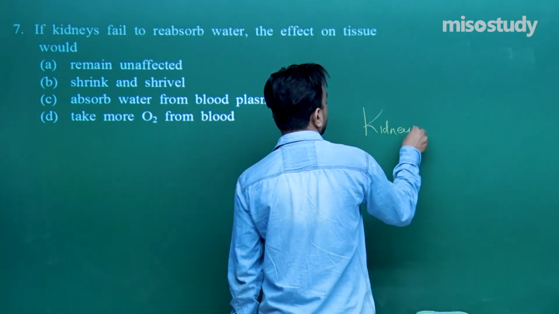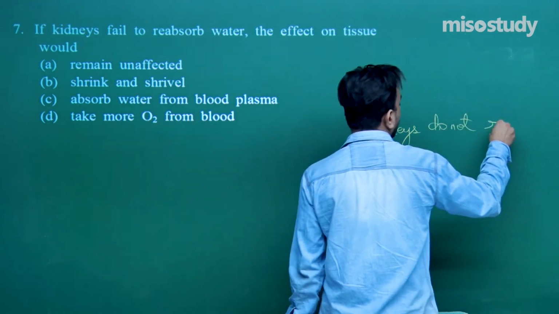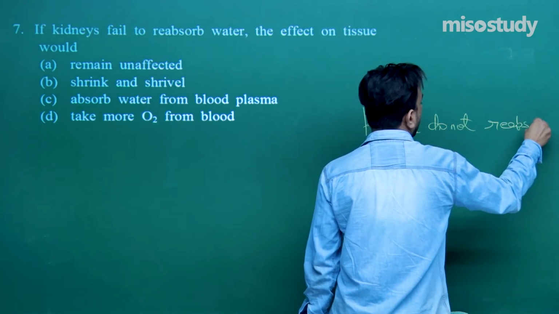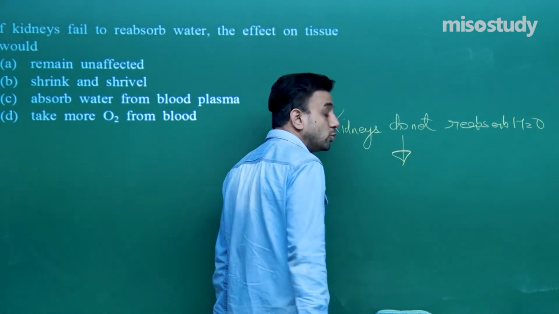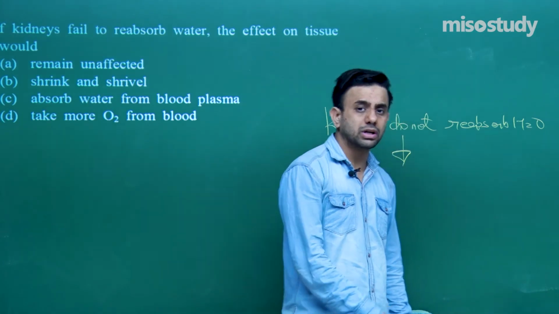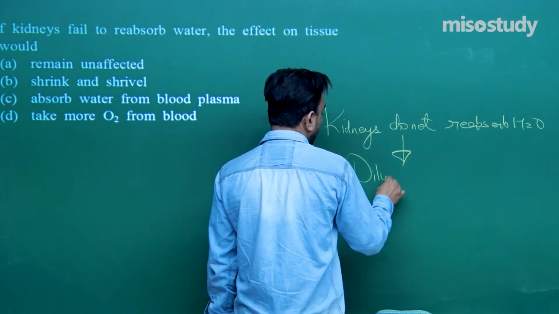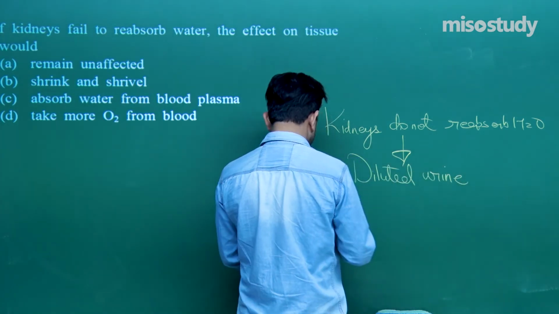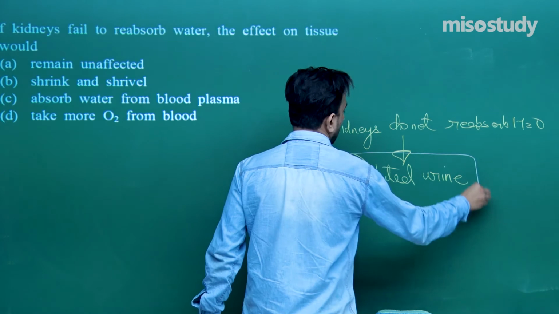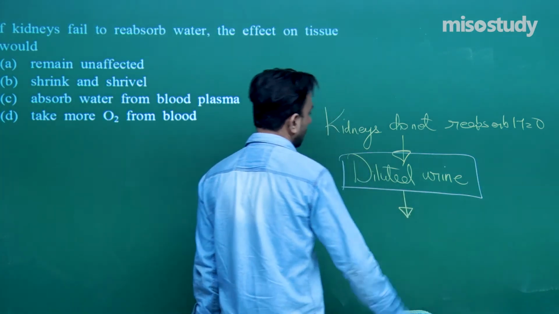Kidneys do not reabsorb water, so there will be diluted urine. In this case, what will we see? There will be the presence of diluted urine.